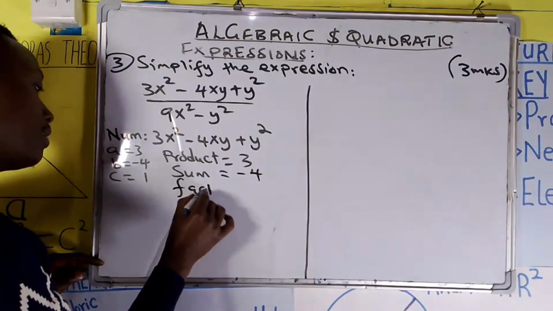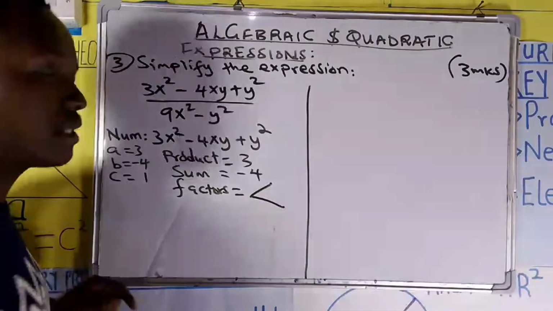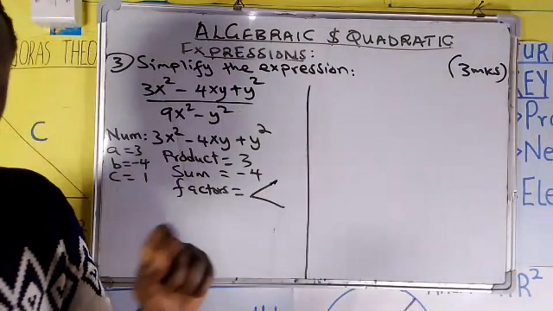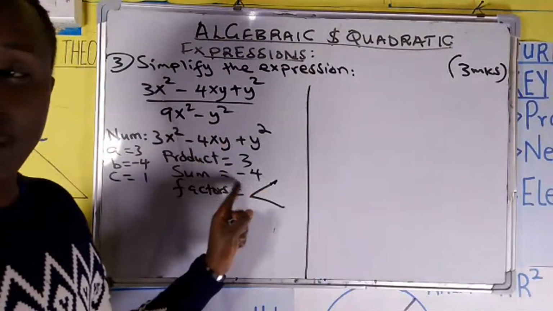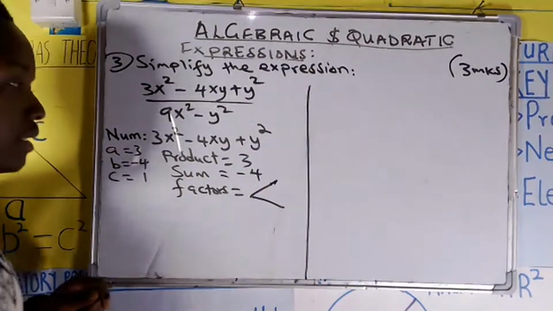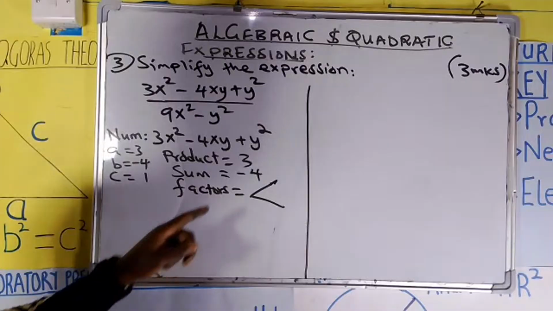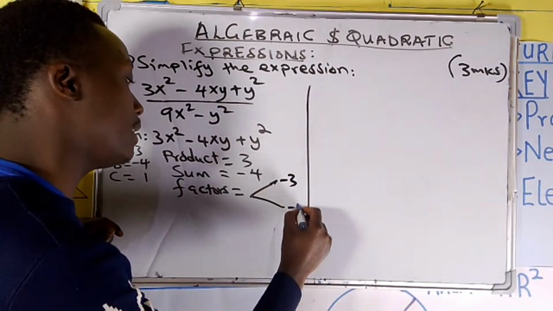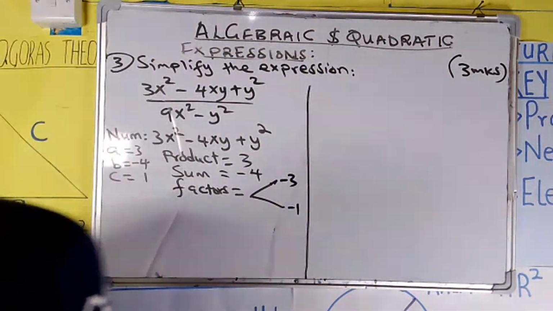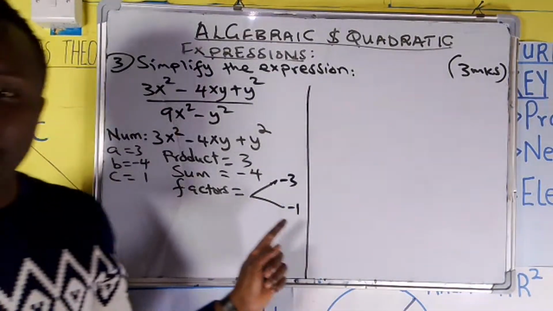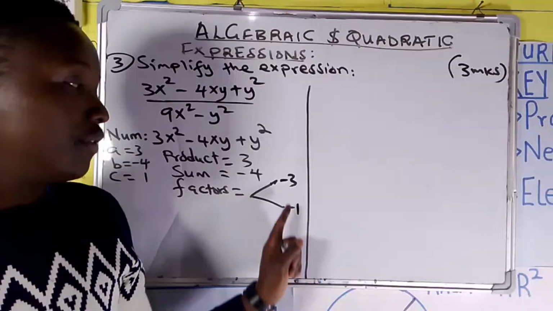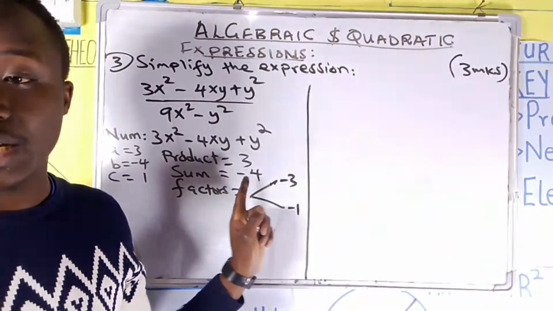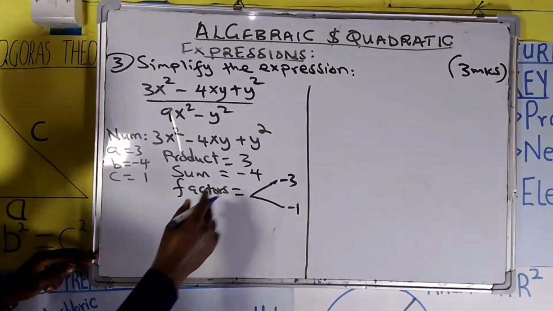So we are in need of two numbers which, if you multiply them, will give you 3, and if you add them, will give you negative 4. Which are those numbers? Definitely our numbers will be negative 3 and negative 1. If you take negative 3 multiplied by negative 1, it is going to give you positive 3. If you take negative 3 plus negative 1, it will give you negative 4. And once we do that, we can now proceed.